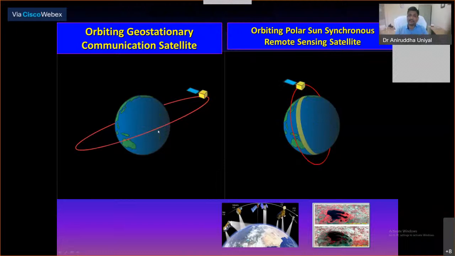Because these satellites are basically for passive remote sensing, and they more or less go from north to south, from 85 degree north to 90 degree north, and 85 degree south to 90 degree south, the entire Earth can be viewed through them. They are able to complete one revolution of Earth in about one and a half hours, about 100 to 105 minutes. And they have excellent revisit capability. We can see the same area after an interval of every 5 days.